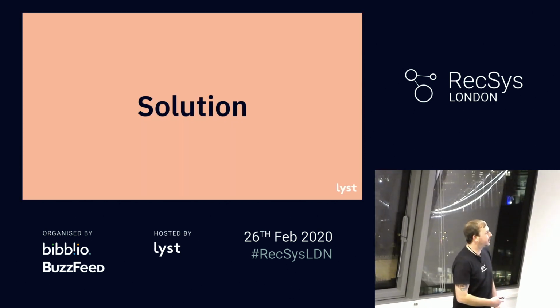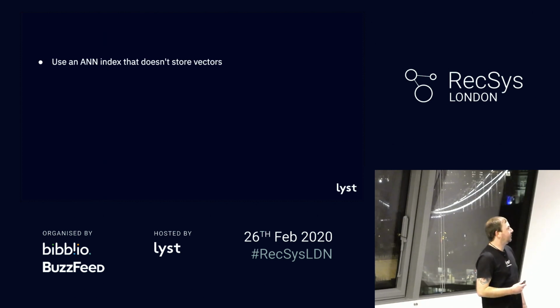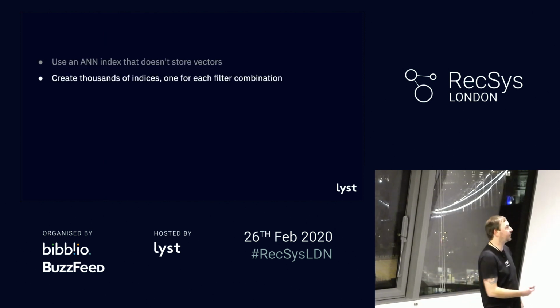So the way we actually solve this. First off, we use an ANN index that does not store the vectors. So essentially you build up the index and you throw away the vectors after you've built the index. So the size of the index doesn't include the vectors anymore. The fact that the same product's in 10 different indexes doesn't matter because the index doesn't hold the vectors. So we create thousands of indices, probably more like millions, one for each filter combination.